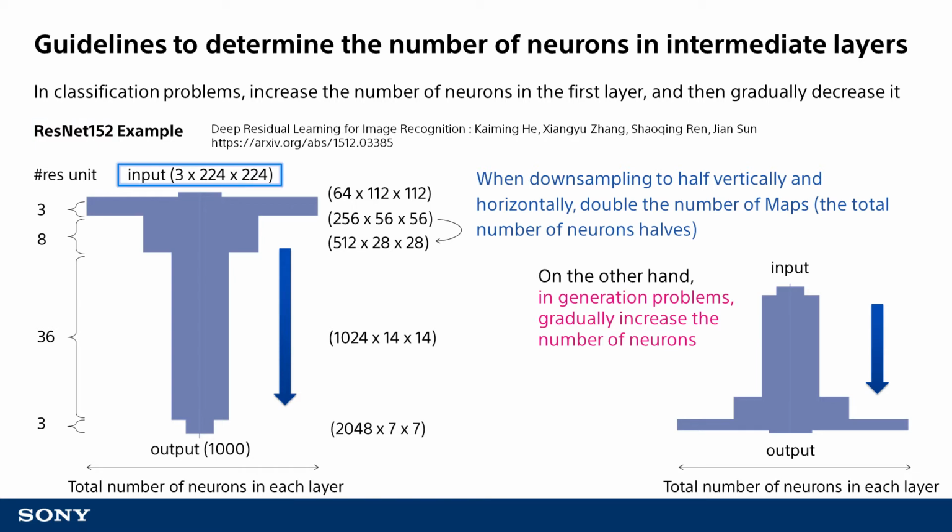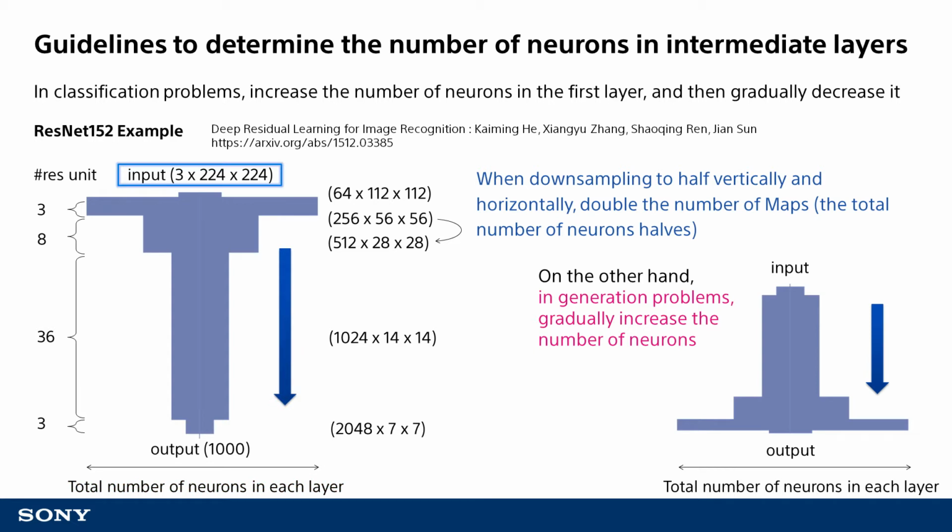This indicates the input data 3 by 224 by 224, which means that this is an image that is 224 RGB pixels high and 224 pixels wide. This neural network's output is 1,000 neurons. 1,000 neurons that indicate a variety of categories are the neural network's output. The number of neurons from input to output is represented horizontally in the graph.